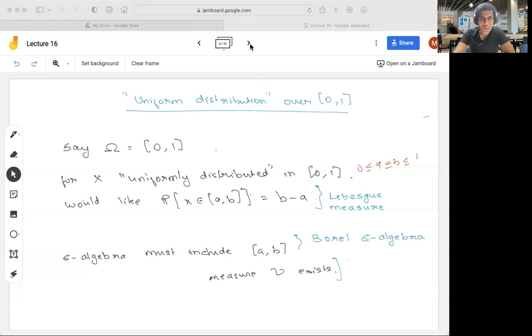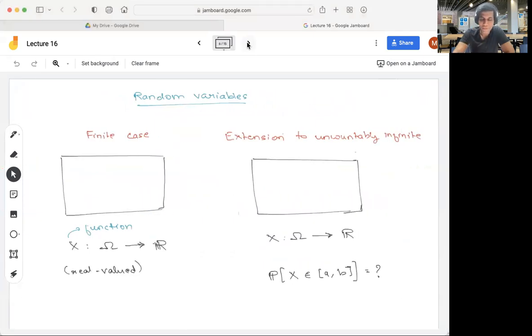Now let's continue this exercise of defining objects that we have already seen in the finite case, and try to figure out a good way of defining them in the uncountable setting. So the next object I want to talk about is a random variable. And recall that in the finite setting, we said a random variable is a function from the outcome space to, let's say, the real numbers.